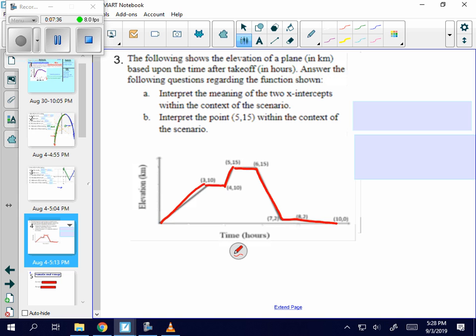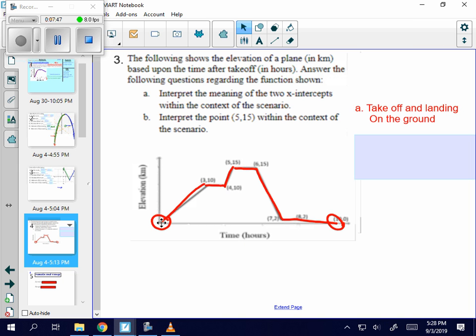So my x-intercepts are happening here and here. So what are those cases? Well, that's when my elevation is at 0, and that happens at takeoff and at landing. We're on the ground, takeoff and landing.